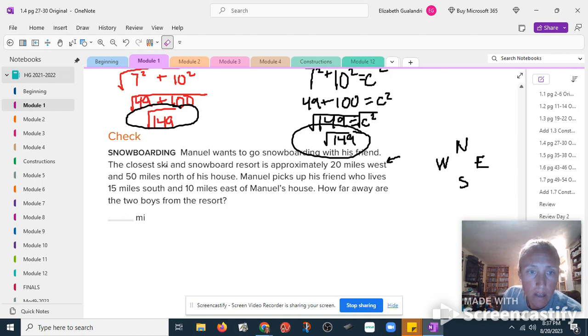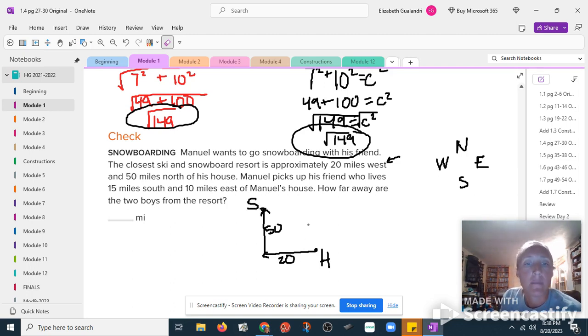So the ski and snowboard resort is 20 miles west and 50 miles north of his house. So we're going to think about his house being at one place, and it says 20 miles west. So I'm going to go left 20 miles, and then I'm going to go up 50 miles is what it's giving us. That's going to be the snowboard and ski resort.